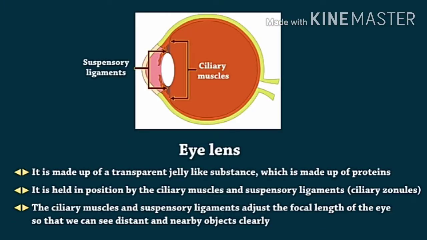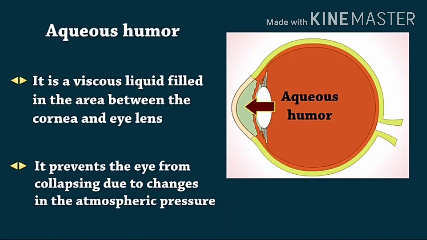Eye lens. It is made up of a transparent jelly-like substance which is made up of protein. It is held in position by the ciliary muscles and suspensory ligaments. The ciliary muscles and suspensory ligaments adjust the focal length of the eye so that we can see distant and nearby objects clearly.